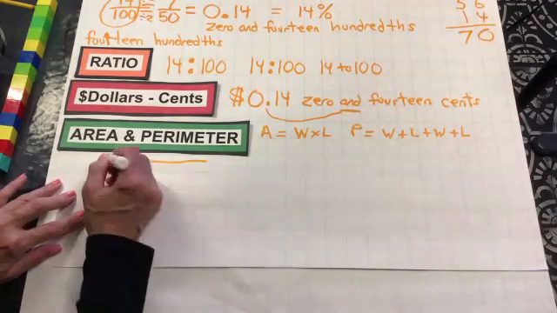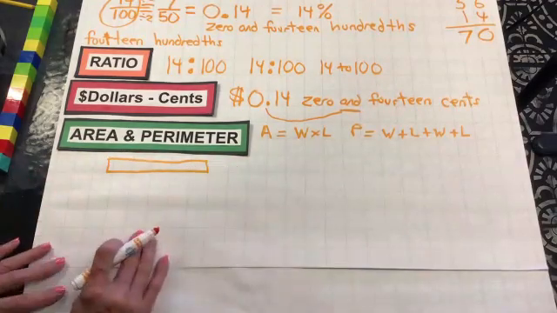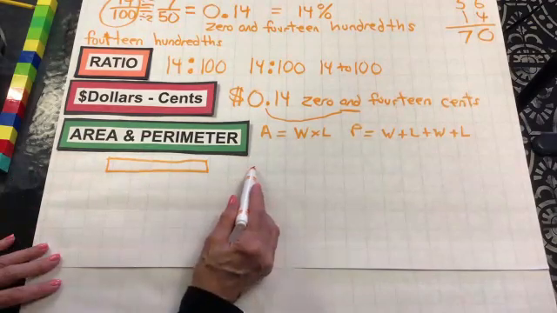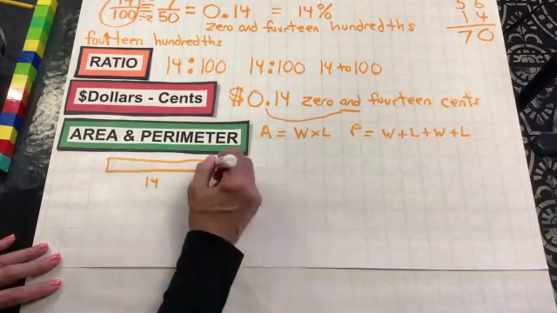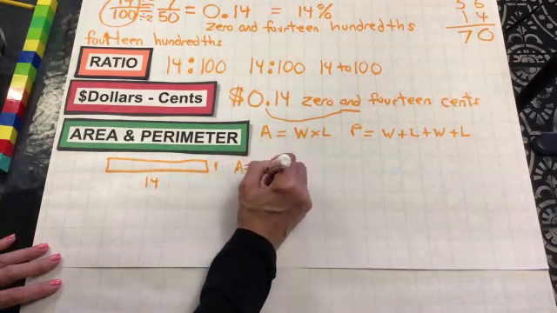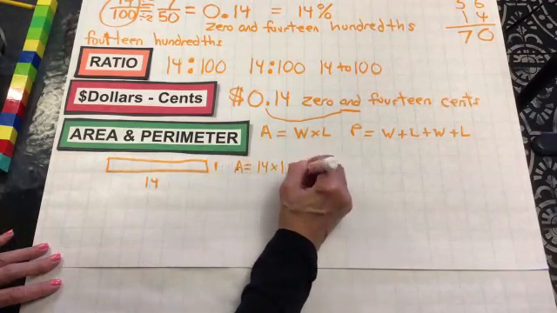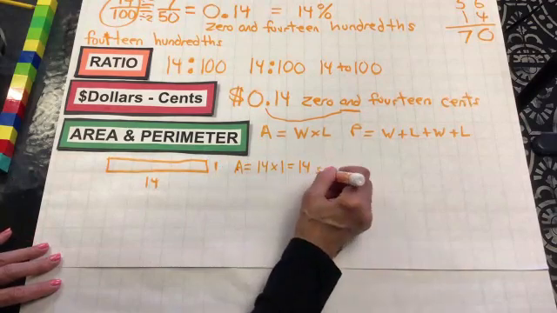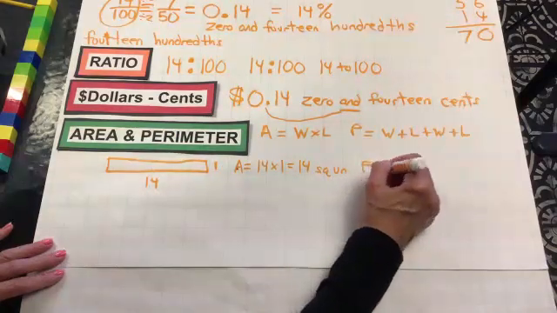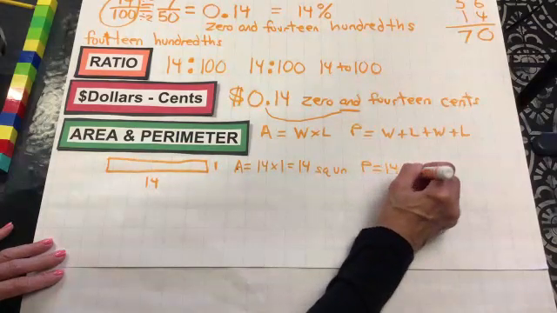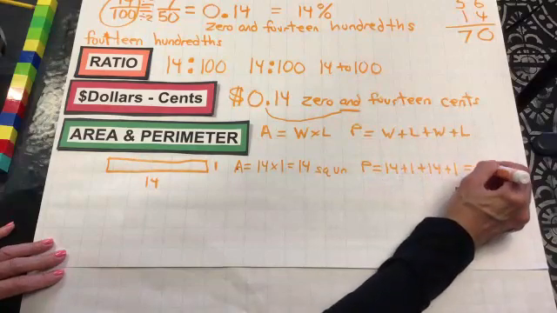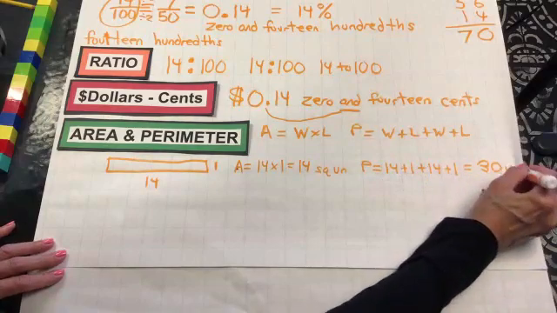We're going to draw a rectangle, and you can see I'm not making it 14 of these long. I'm going to write 14 here and a 1 there. So this rectangle would be area equals 14 times 1 equals 14 square units. And the perimeter would equal 14 plus 1 plus 14 plus 1, which equals 30 units.